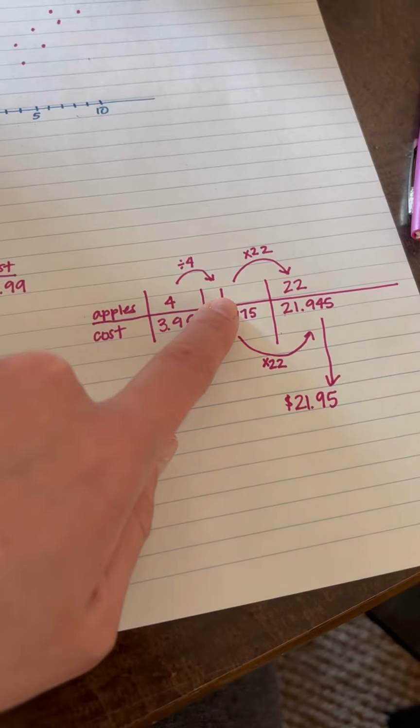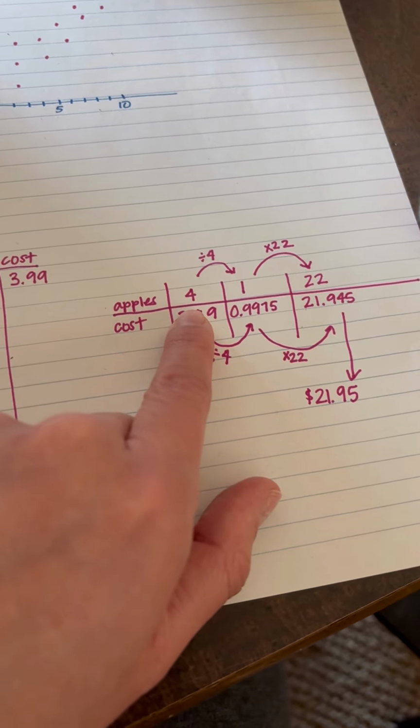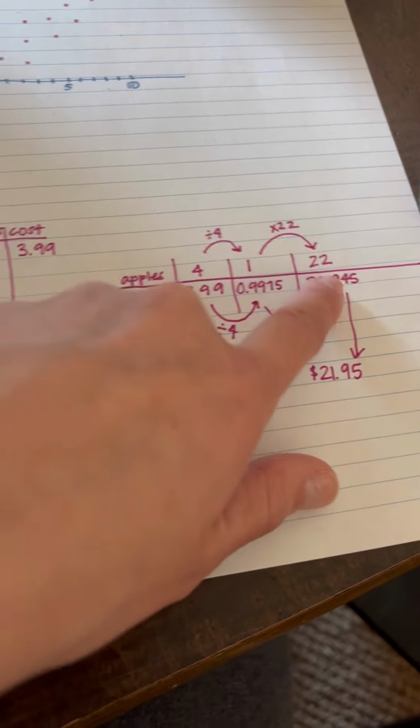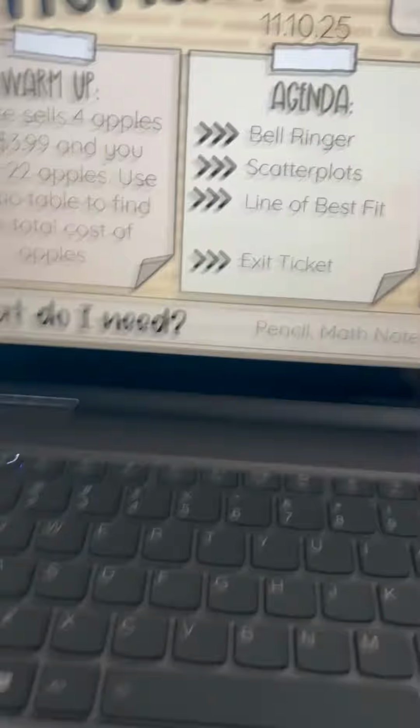We go down to the price for 1 apple, and then from there it's easier to jump to 22, because there's not a friendly number to multiply from 4 to 22. So it makes it easier to go back down to 1. So that's our bell ringer.